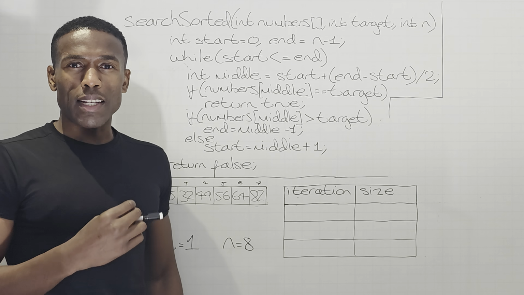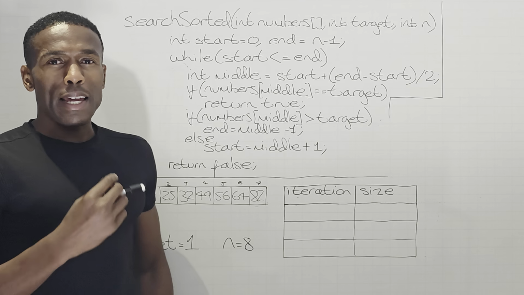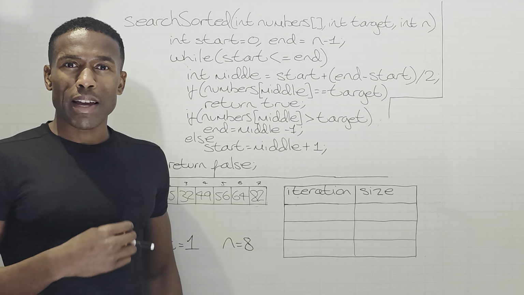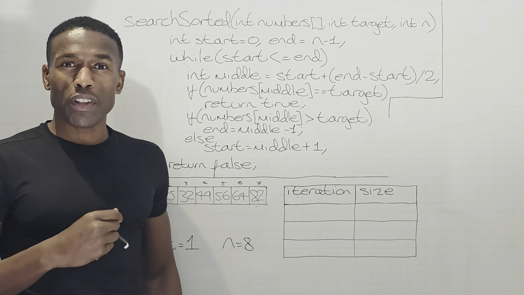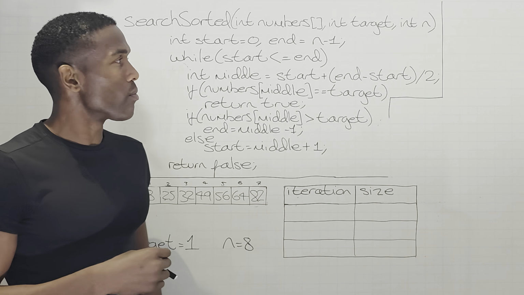Final example, and in this one we'll turn things up just a notch. Here we have a function named searchSorted, which takes a sorted array, a target, and the length of the array as arguments. So what does the code do?